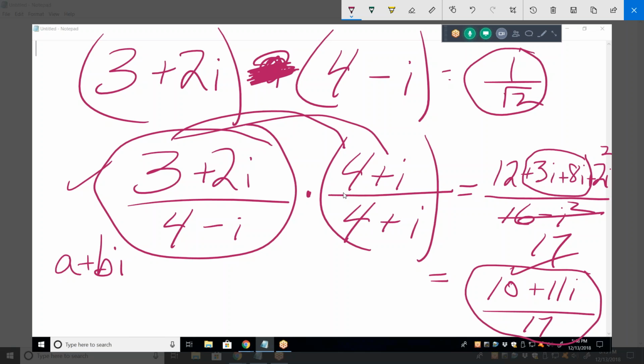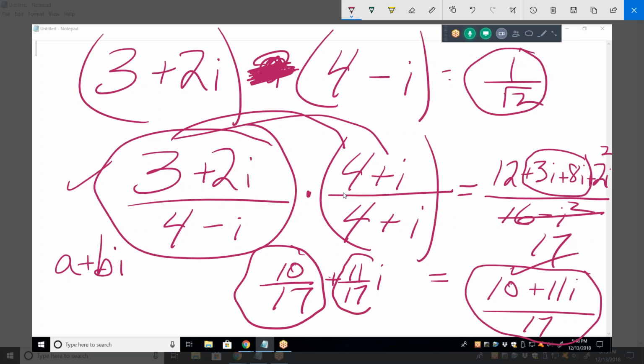I'll give you a hint. Split it into two fractions. Okay, so 10 over 17 and 11i over 17. I remember this. Plus 11 over 17 i. In other words, a is this number, b is that number, and then you have an i. So it's a plus bi.